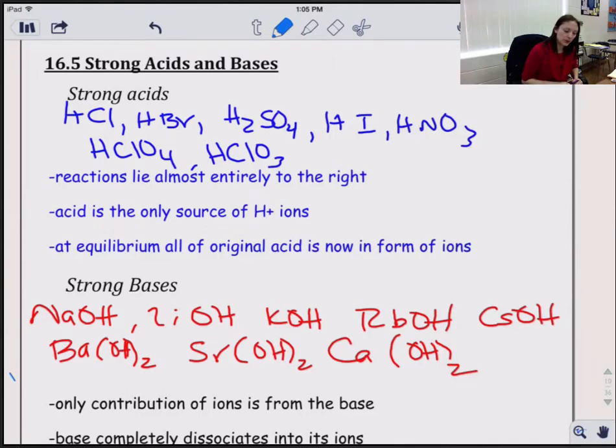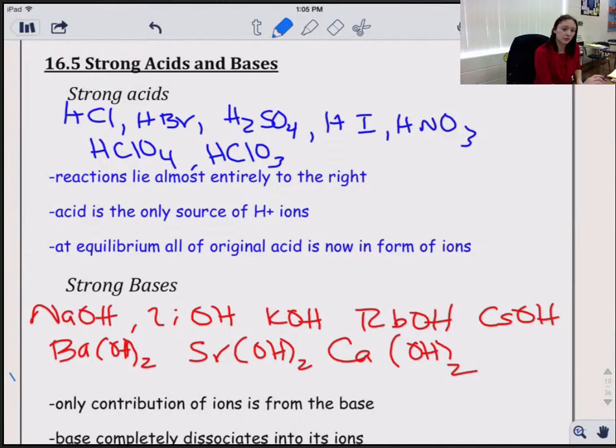All right, we're going to look at 16.5, which is going to be strong acids and strong bases. We've already done this before. We did this in chapter 4. Okay, strong acids are HCl, HBr, HI, and then you have H2SO4, HNO3, HClO4, and HClO3. So those are the 7 strong acids that we've already looked at.